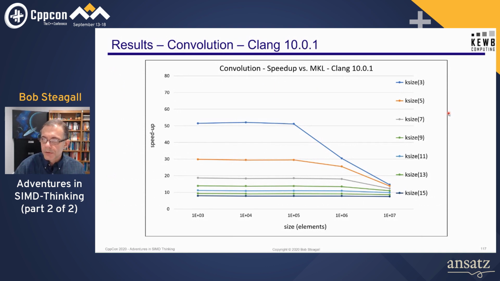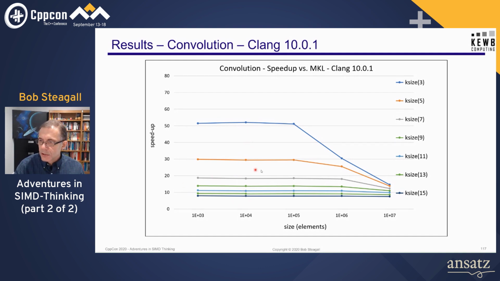And so here are some of the results that I got, starting with Clang. So kernel sizes 3, 5, 7, 9, 11, 13, and 15. And this is the factor speedup of the AVX-based approach relative to MKL. So for any kernel size, for 1,000 elements, the AVX-based approach was significantly faster, and it was very fast for small kernel sizes. You can see for small kernel sizes and small amounts of data, it was significantly faster.